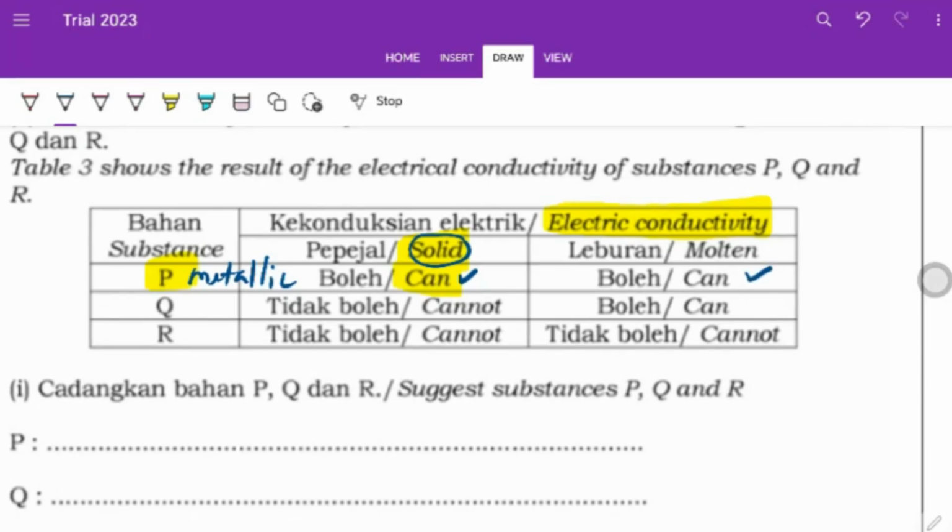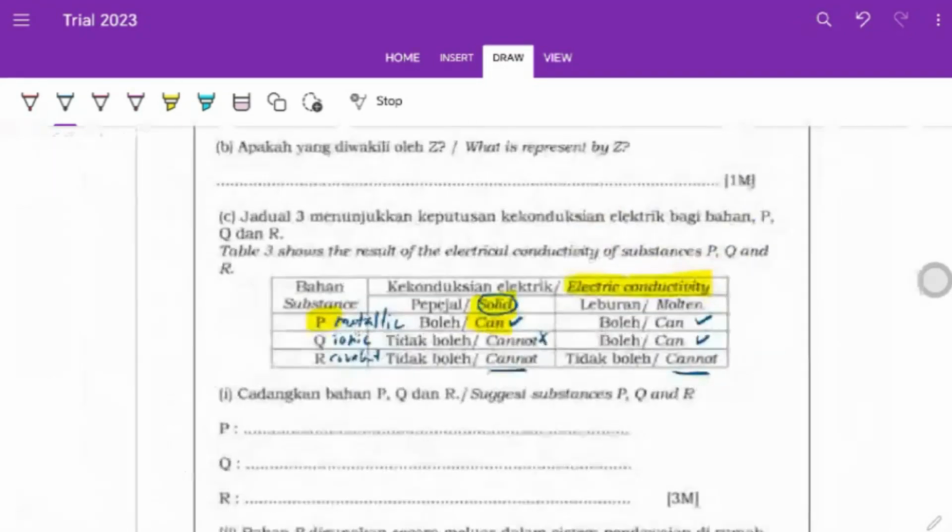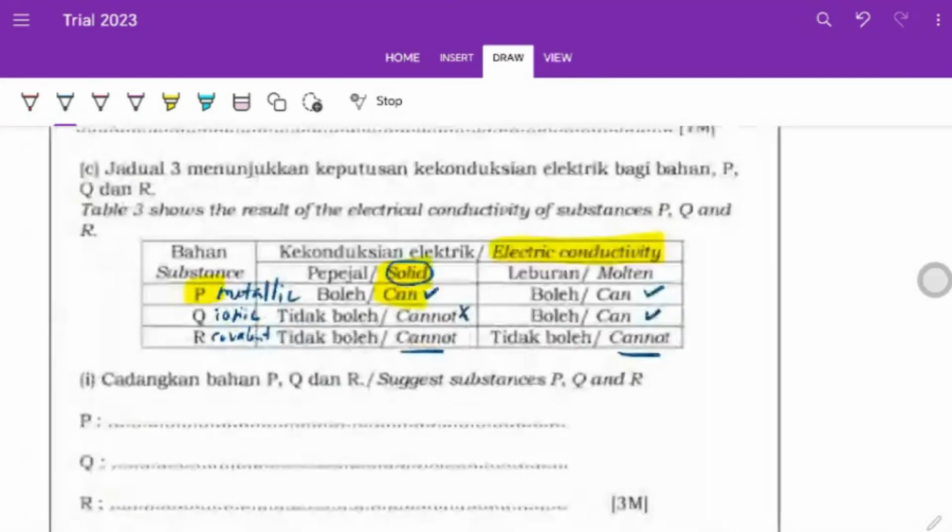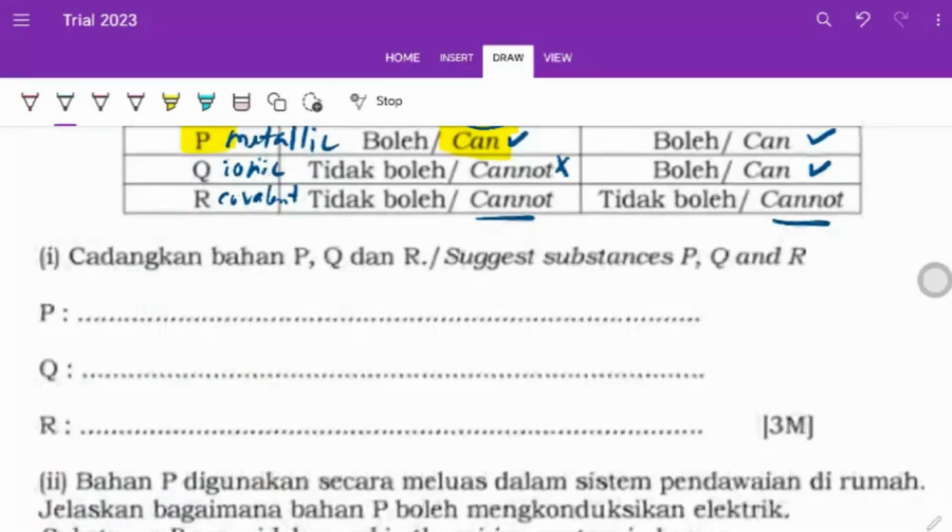Then another one, Q: it can conduct electricity in molten, but solid cannot. So one can, one cannot. So Q is what? Ionic. Then both cannot, meaning in all states. So this one is covalent. So the concept is here already.